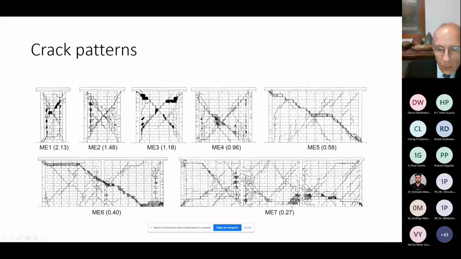All the other cracks are inclined cracks, meaning that they come from shear, but the mechanism is that the cracks are produced by tension in the direction perpendicular to the crack. So this is a typical way of cracking in masonry.